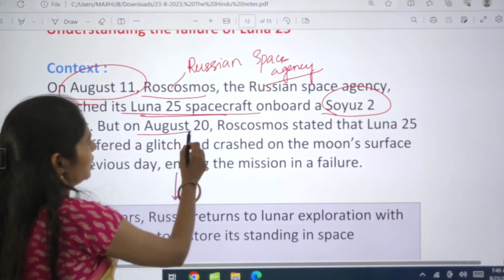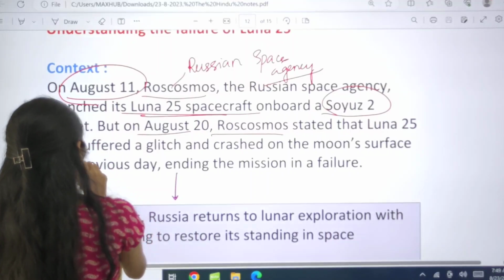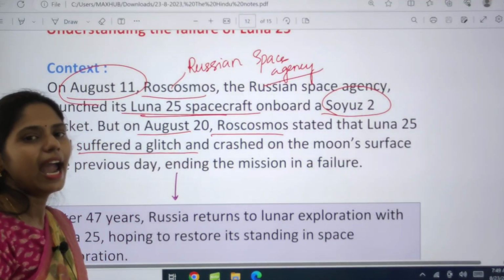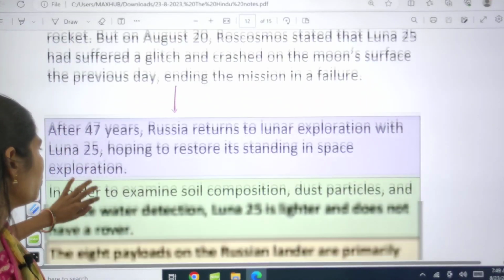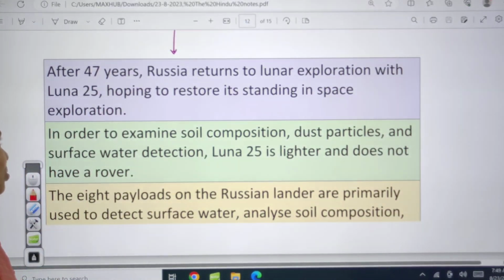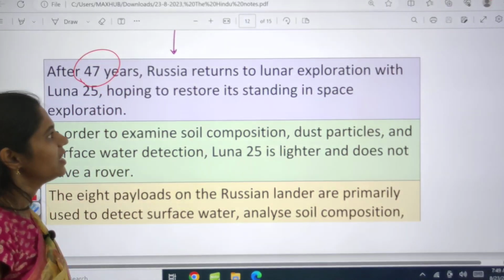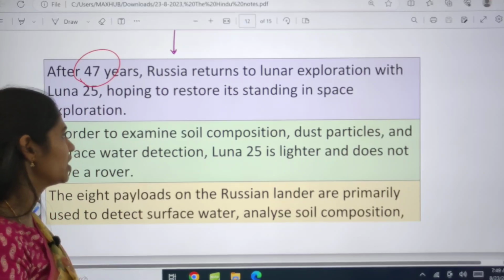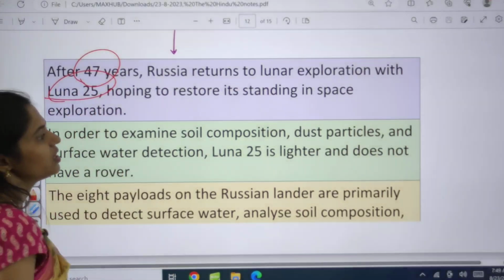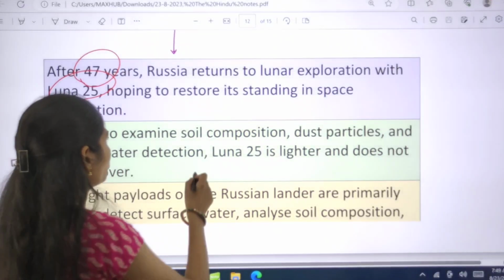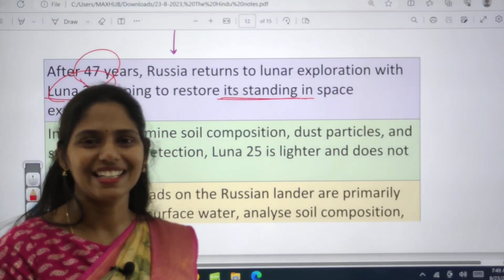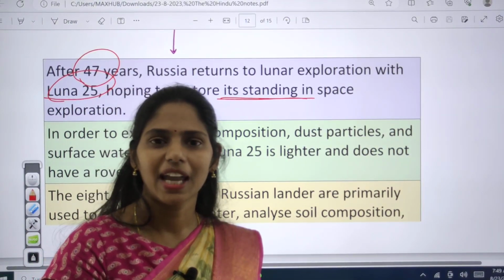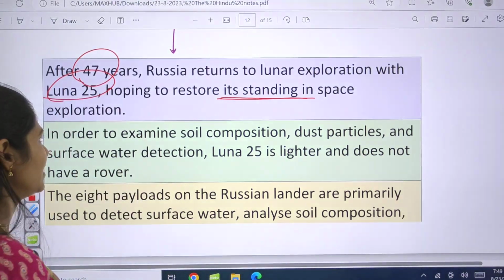On August 20, Roscosmos stated that Luna 25 had suffered a glitch and crashed on the moon surface. So because of this, it is a failure mission. Why did Russia come up with this exploration? You have to know that after 47 years, Russia came back to lunar exploration with Luna 25, because Russia wants to restore its standing in space exploration. To make its place in space exploration again, Russia came up with this lunar exploration.